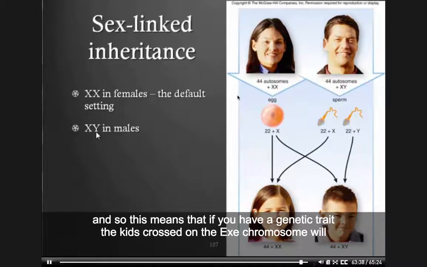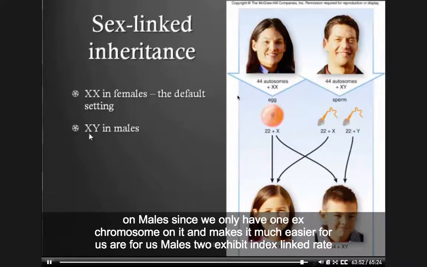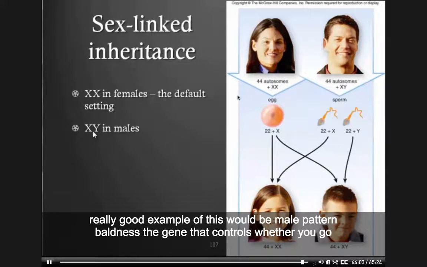And so this means that if you have a genetic trait that gets carried on the X chromosome, well then in order for a female to express that trait, sometimes it has to be present on both. On males, since we only have one X chromosome, it makes it much easier for us males to exhibit an X-linked trait. Really good example of this would be male pattern baldness.